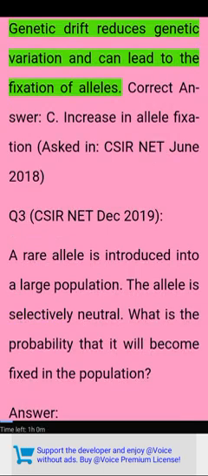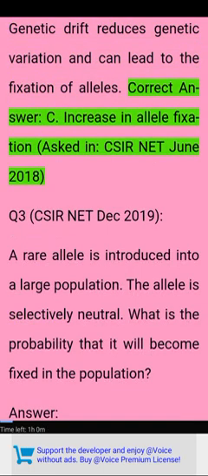Genetic drift reduces genetic variation and can lead to the fixation of alleles. Correct answer, C. Increase in allele fixation. Asked in CSIR NET June 2018.